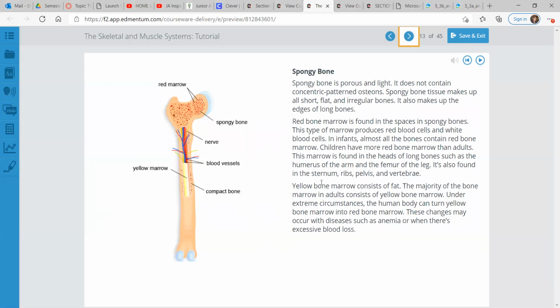Yellow bone marrow consists of fat. The majority of the bone marrow in adults consists of this yellow bone marrow. Under extreme circumstances, the human body can turn yellow bone marrow into red bone marrow. These changes may occur with diseases such as anemia or when there's excessive blood loss.